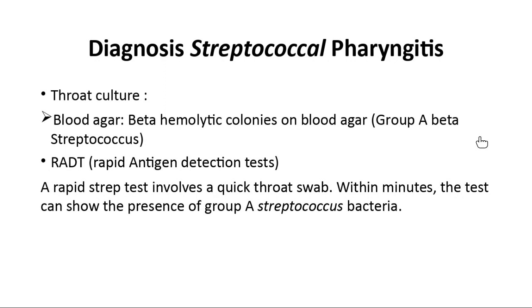Maybe it is group A beta streptococci, maybe it is another streptococcus. So at this point, we just find that the organisms are streptococci, or that they are beta hemolytic. For confirmation, we perform the rapid antigen detection test, which is done within 10 to 15 minutes. It is a very specific test for streptococcal bacteria, and it shows the presence of group A streptococci.